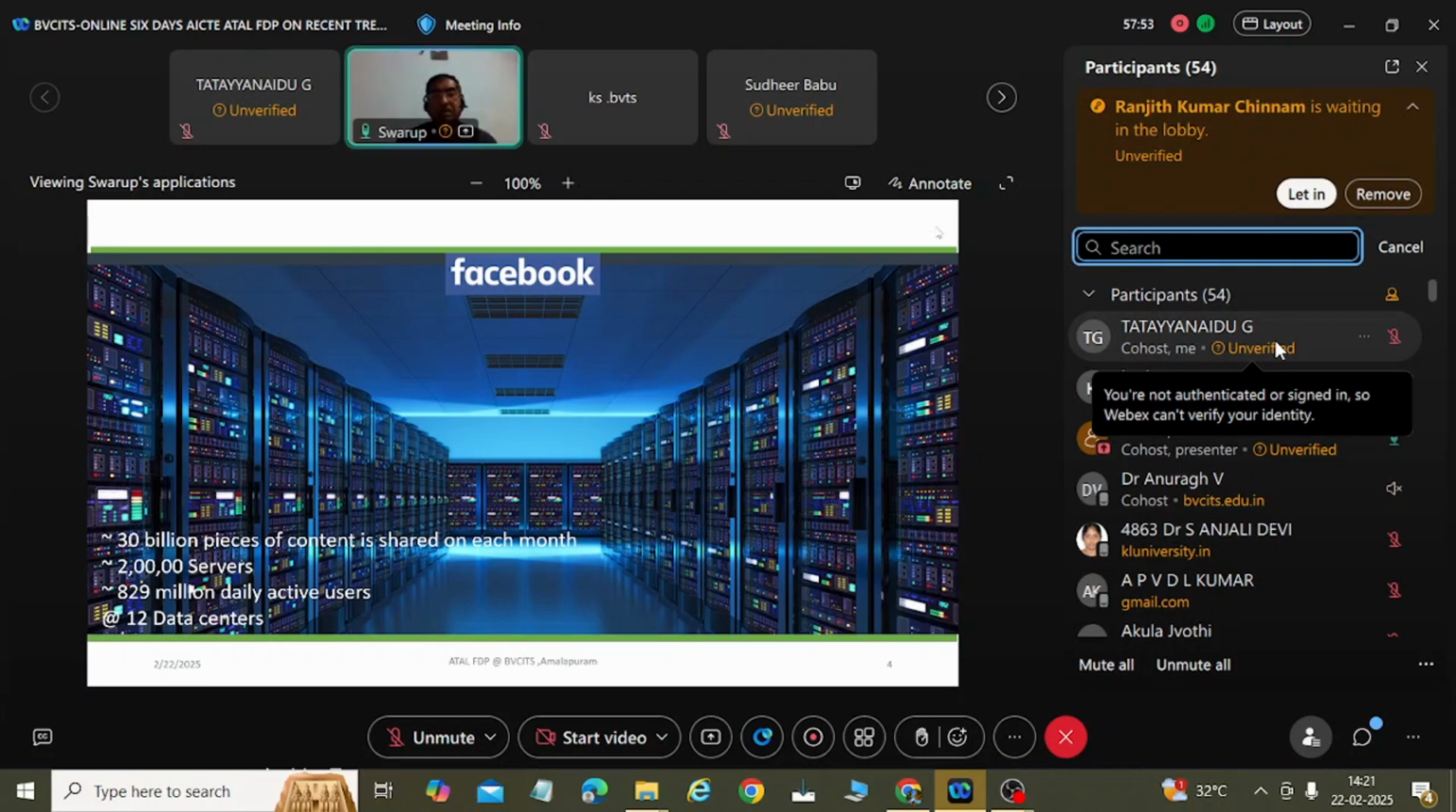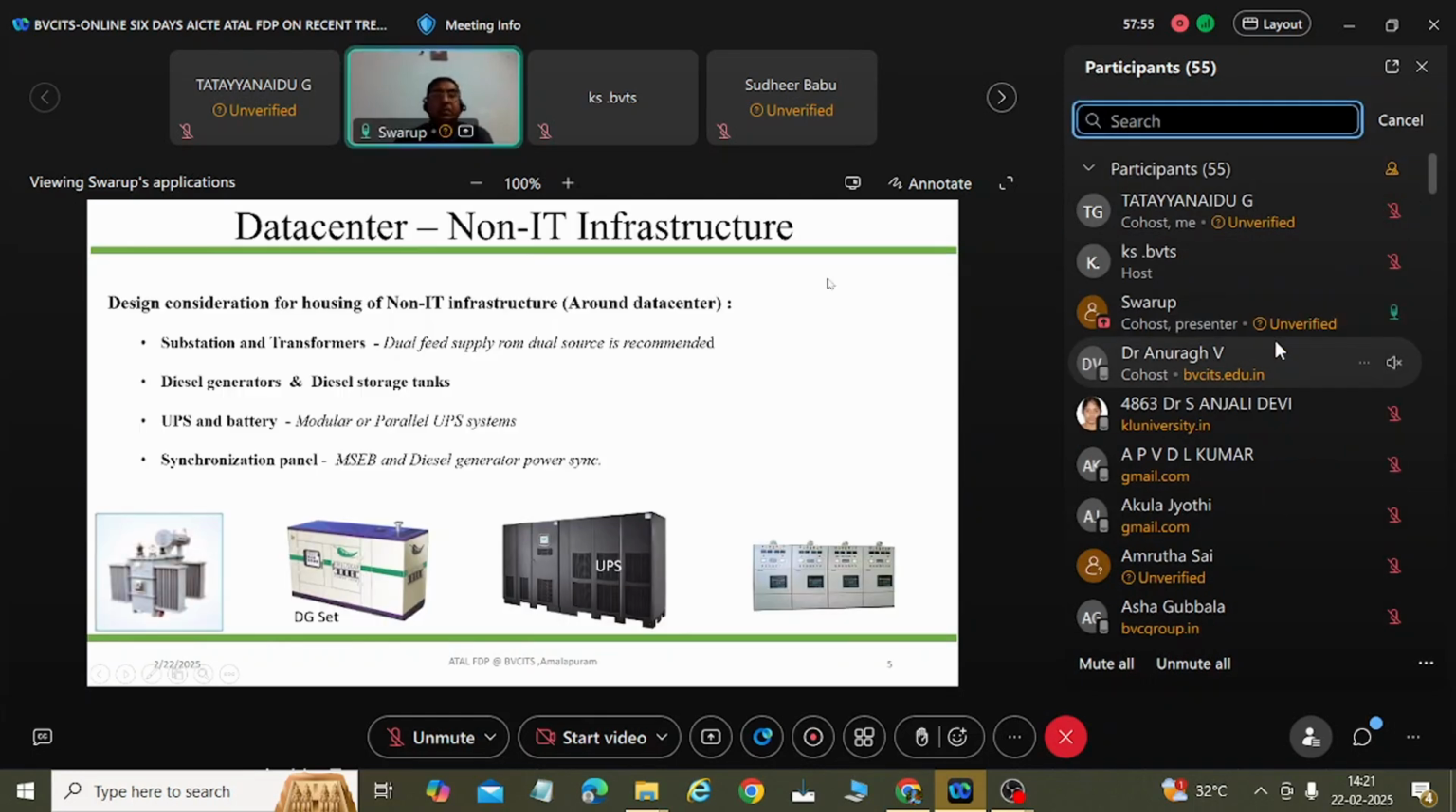Okay. Now coming back to this, you're able to see the top heading in the presentation? Data center, non-IT infrastructure. Yeah, you're able to see that, right? Yes, sir. Yes, sir. Yeah.